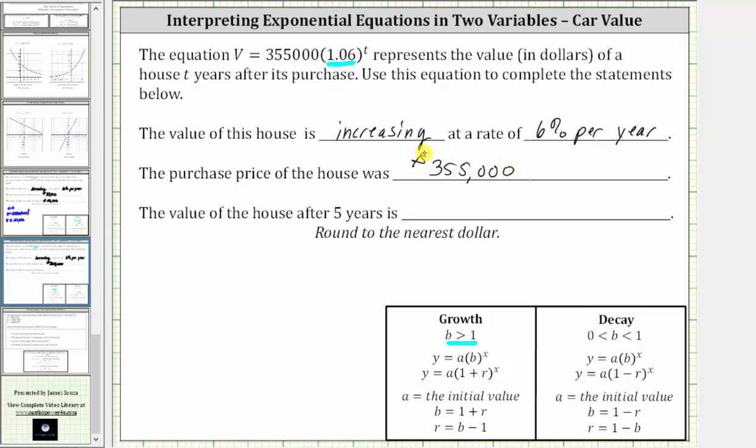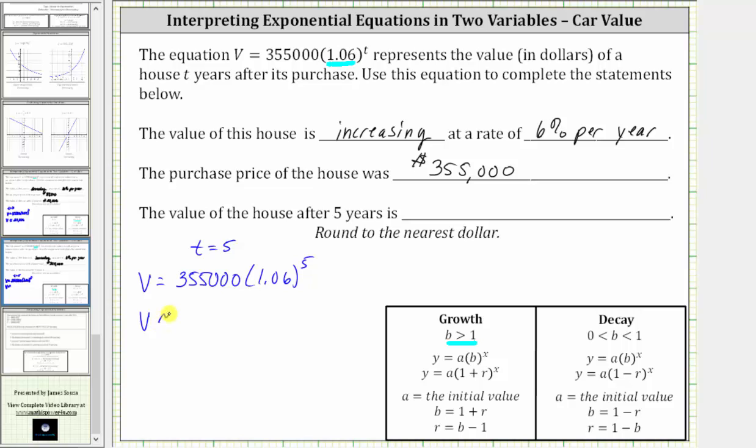We can also determine the initial value, or the purchase price, by setting t equal to 0, but 1.06 raised to the power of 0 is 1, giving us the value for v of $355,000. And then finally, for the third part, we're asked to find the value of the house after 5 years. To find the value after 5 years, we set t equal to 5 and determine the value of v. When t is 5, v is equal to 355,000 times 1.06 raised to the power of 5.